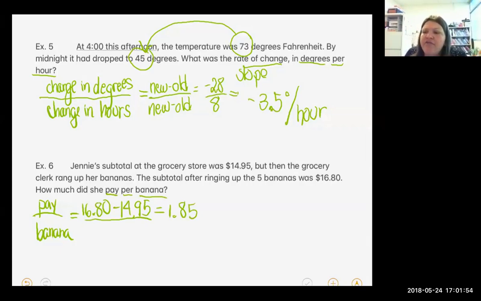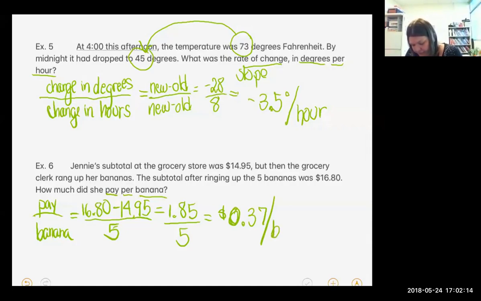Now, it cost me $1.85 for how many bananas? 5. Yes, this one was a straightforward number. They just told us it was 5 bananas. So I'll divide the 1.85 by my 5 bananas, and I find out it cost me 37 cents, or 37 hundredths of a dollar, per banana. Is that cool? You see how it got a little tricky? Okay. Let's go on. I've got a couple of even trickier examples. Can I move on from this page, my dear? Yes.